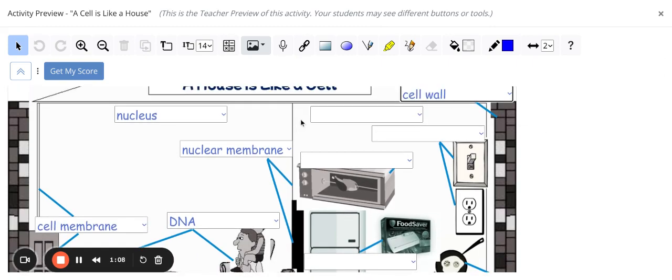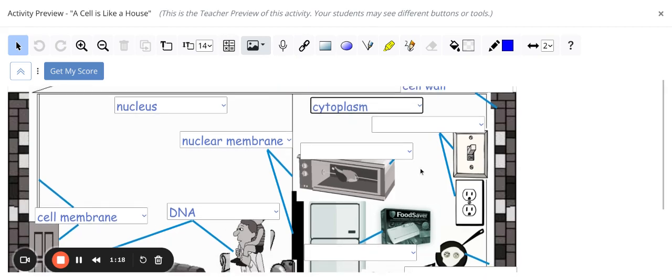Outside of the nucleus, you find everything else suspended in the cytoplasm, which is kind of like the rest of our house. And I'm just going to go down from the cytoplasm. So the first thing I encounter, the light switch and the outlets, both of those are associated with power. So when I'm talking about power, I'm talking about the mitochondria, which does something called cell respiration, which takes glucose or food and transforms it into ATP or usable energy.